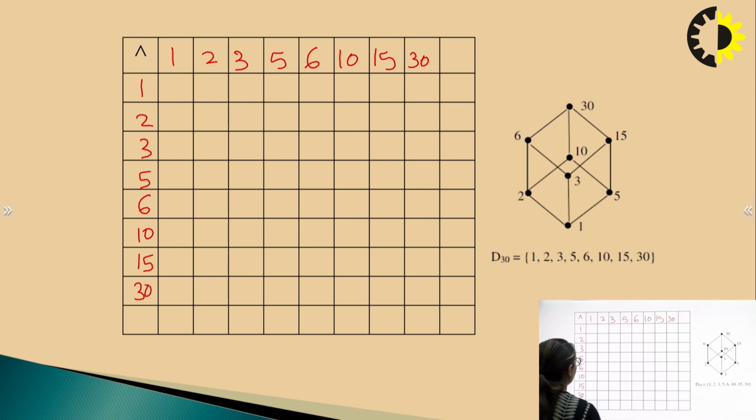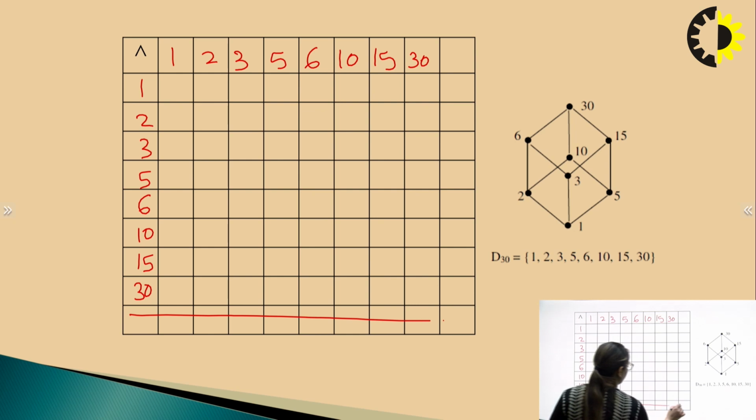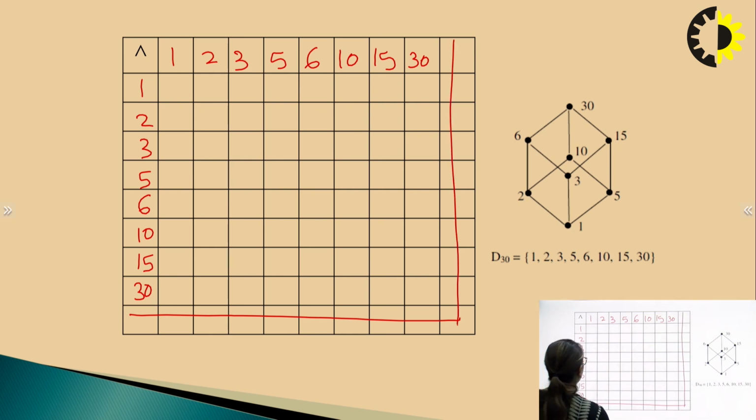Right? So we are not requiring this row and this column. Now let's check. 1 and 1 will always be 1. 1 and 2, which is lower, 1. 3 and 1, 1. 5 and 1, 1. 1, 1, 1, 1. Because we all know that 1 is the lower part, so 1 will always be the meet between them.